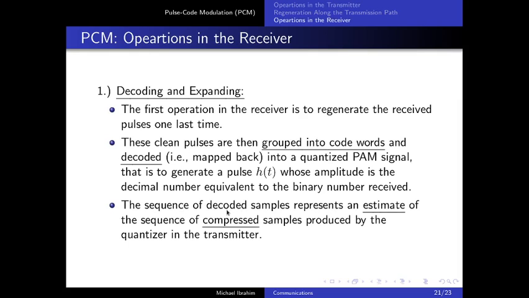Now the sequence of decoded samples represents an estimate of the sequence of the compressed samples produced by the quantizer in the transmitter. Remember that these representation levels are compressed because we have used a compressing circuit in order to achieve the non-uniform quantization effect. Now these samples represent the compressed samples.